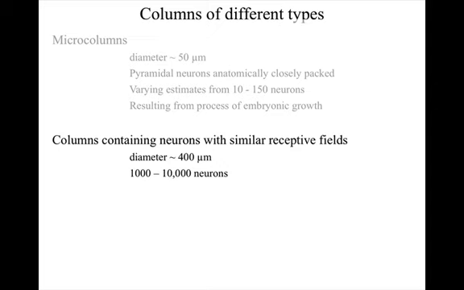Columns of about this same size again exist in all mammal species, even though the brains vary in size by a factor of 1,000. So in the human cortex, there are several million of these columns, fewer in smaller brains.